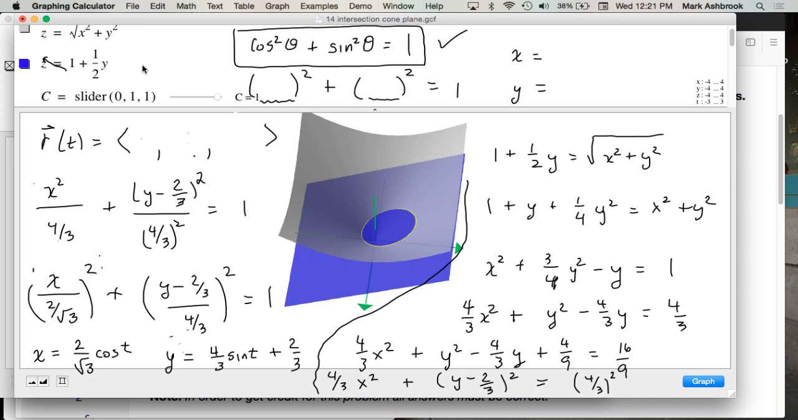Ask me if I lost you. Why did you all of a sudden add the 2/3? It's from this minus 2/3 right here. This whole thing equals sine t. Everything inside here is sine t. Oh, so you'd multiply and then you'd add. You see it? Is there a question?